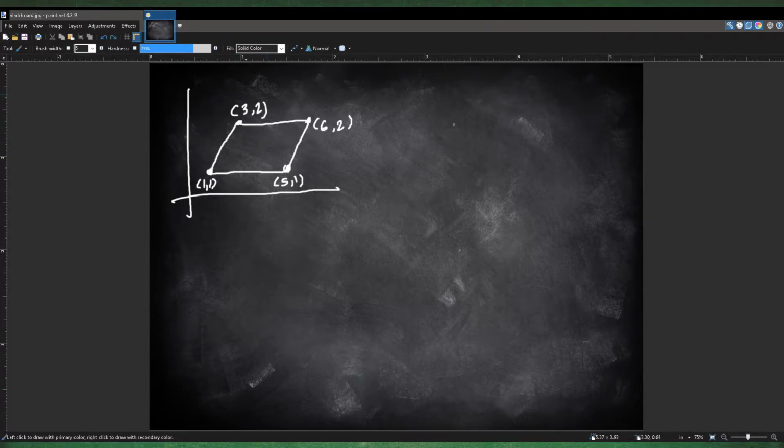Well, if you ever took precalculus or calculus, we learned something called vectors. Vectors are basically lines with direction. So if we have 3 points, we make a vector from this point to this point, and then we make a vector from this point to this point. We call this u and we call this v.